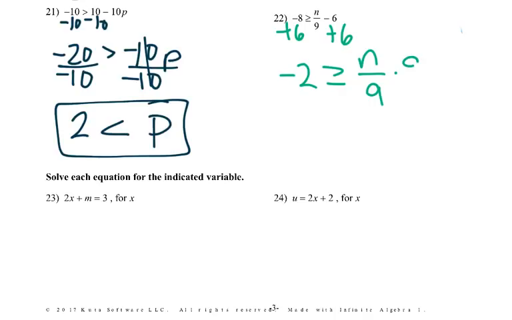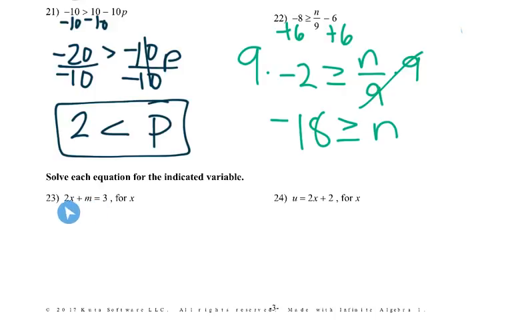And divided by 9 times n, or 9, we get negative 18 is greater than or equal to n. Notice here, a negative, we times by a positive, stays negative. Okay? Now, 23 and 24, we're dealing with literal equations, where we have lots of variables and we're not going to be able to get rid of the variable. So solving for x means we want x by itself.